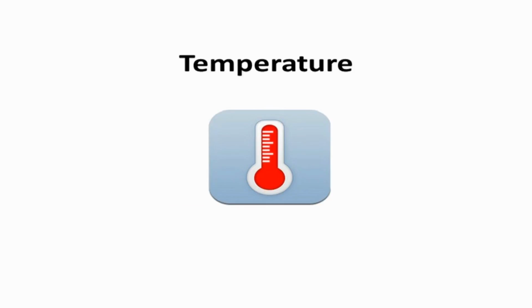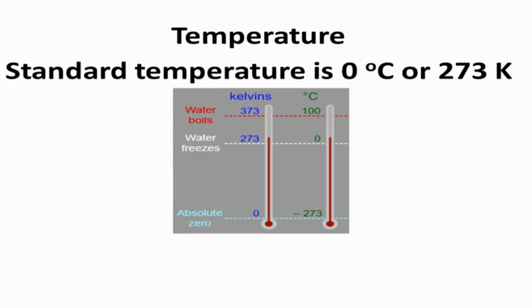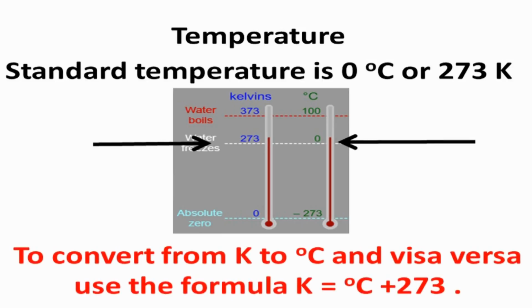Now for an explanation of temperature. Temperature is a measure of heat energy. Standard temperature is 0 degrees Celsius or 273 K. To convert from K to degrees Celsius and vice versa, use the formula K is equal to degrees Celsius plus 273.